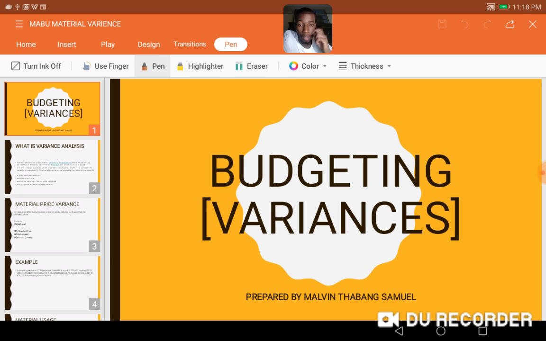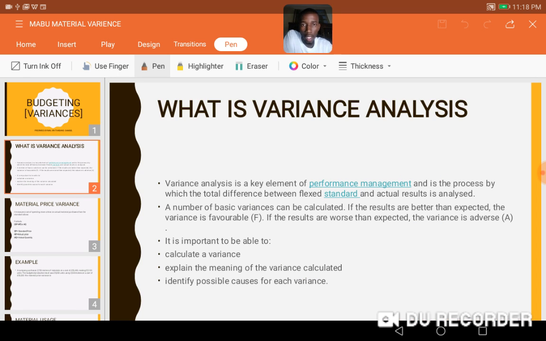I'll be focusing more on the calculations. So let's do variances. Let's start with what variances are. Variances are key elements of performance management, in which we derive the difference between the flexed results and the actual results. Obviously, if we spend less than we expected, it's going to be favorable, and if it is worse, then it's adverse.